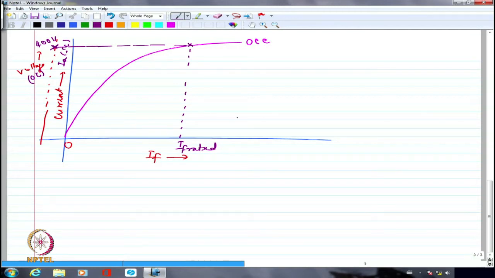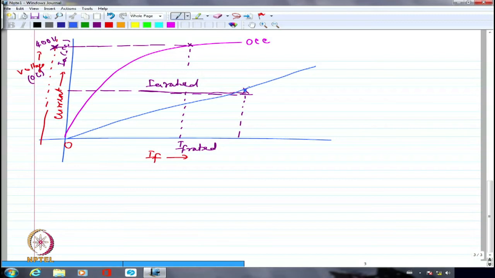For short circuit characteristics, I have to see where IA rated is being reached at what IF. So maybe this is IA rated. If I try to extend it here, this is IA rated. So this is getting joined here, and I can draw this as the short circuit characteristics. This is passing through this point. Please note, short circuit characteristics is linear, open circuit characteristics is involved with saturation. Because I have drawn it like this, I can always get the IA value at IF rated.